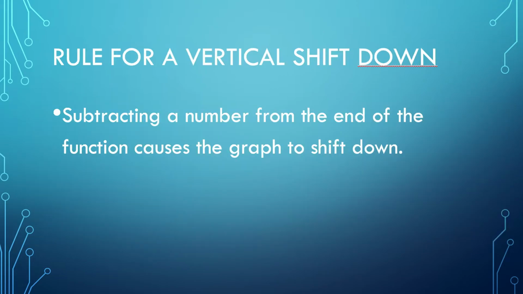So again, I can make a conclusion that says if I subtract a number from the end of the function, it's going to cause the graph to shift down. So if I add a number to the end of the function, the graph shifts up. If I subtract a number from the end of the function, the graph shifts down.